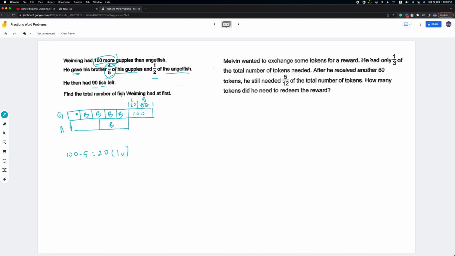A lot of teachers will teach you to cut, since the guppies is 5 units and the angelfish is 2 units, so we're going to cut and make everything into 10 units. And you can see it's going to be messy. Then you're going to cut here, and it's going to be messy. I do not like doing that, but if you prefer to do that, by all means, nothing wrong with that. It's just a personal preference. So I usually teach this way.